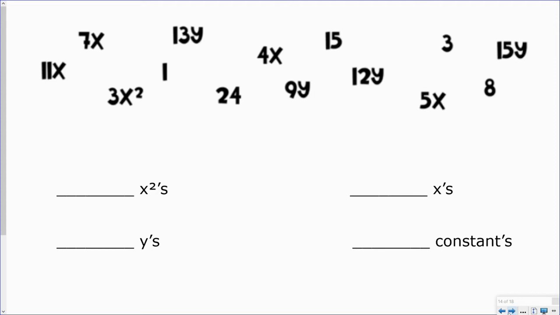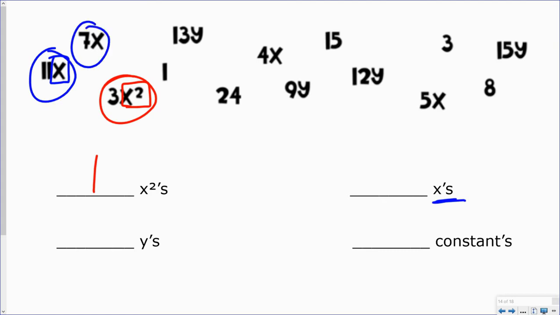So this first picture here, we're going to combine or count how many x squares we have. So we're looking for anything that has an x squared along with it. So here is 1, and that looks to be the only one. So we're just going to put a 1 here. Now, the next thing we're going to look for is those things that just have x's. So we're looking for things similar to this. So here's 1, 2, 3, and 4.